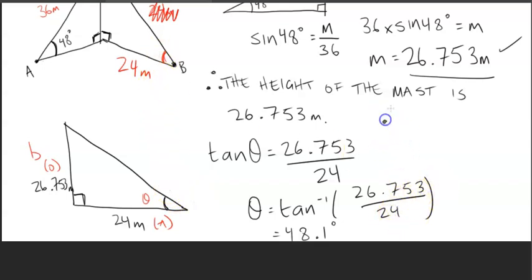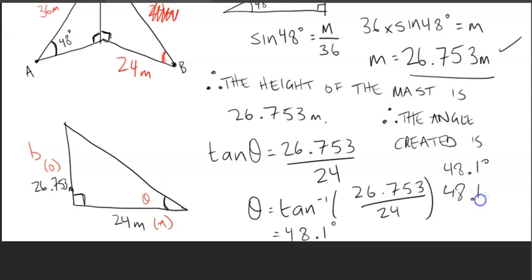Again, we just have to answer this in worded format. Therefore, the angle created, I'm just going to leave it as the angle created, is 48.1 degrees. Now, before I conclude this video, if you were to see this example in the textbook, you will see the answer of 48.11 degrees.